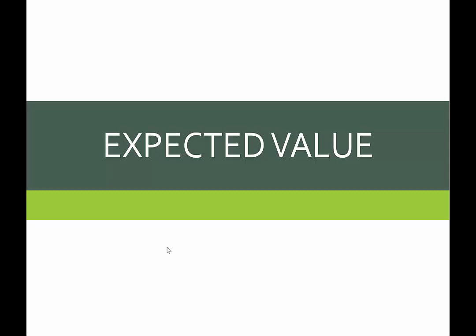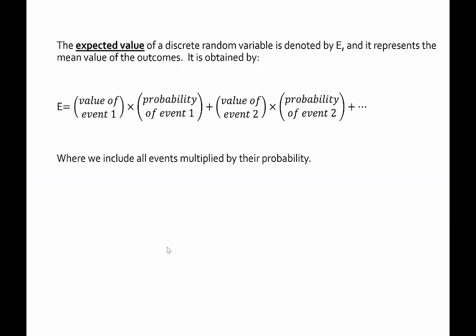In this video, we are going to take a look at expected value. Expected value is something where we look at putting money on something and deciding whether we're more likely to come out in the positive or the negative. Let's take a look. The expected value of a discrete random variable is denoted by E, and it represents the mean value of the outcomes.